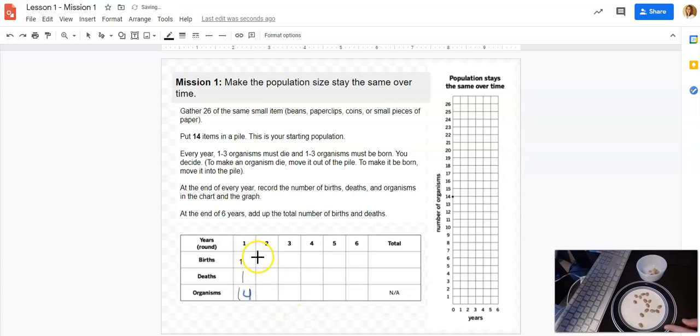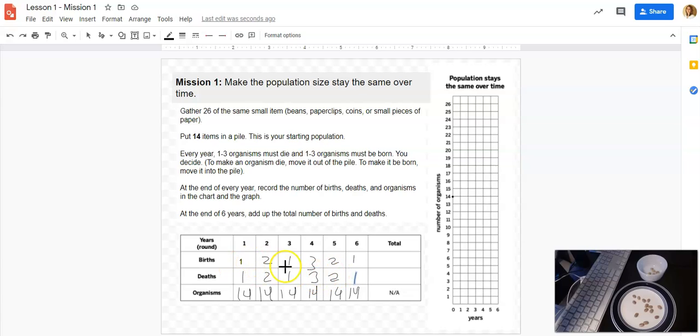I'm going to do that 5 more times. So that was my first year. We're going to track this throughout 6 years. Okay? So I'm going to pause it and we'll come back to that. Alright, so I went ahead and did all of the different births and deaths, maybe 2 births for the next year, 2 deaths, all of that for the 6 years.